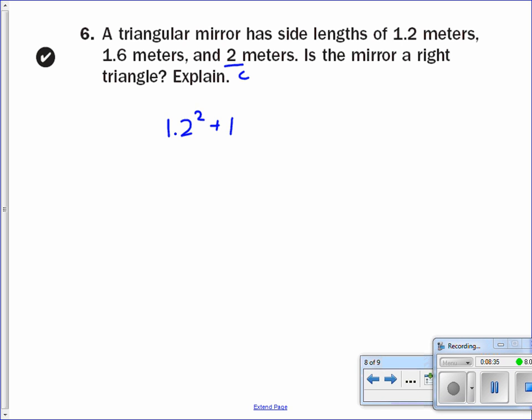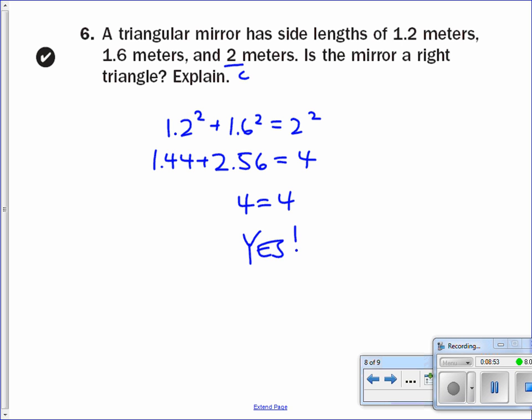1.2 squared. Oh, not c squared, because I know c squared. How about 2 squared? 1.44 plus 2.56. And if you add 1.44 and 2.56, you get 4. So yes, it is a right triangle, and there's the homework.